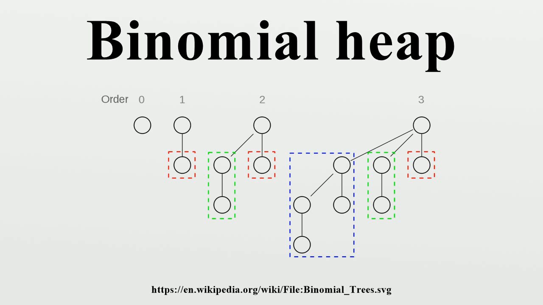Example of a binomial heap containing 13 nodes with distinct keys. The heap consists of 3 binomial trees with orders 0, 2, and 3. Implementation. Because no operation requires random access to the root nodes of the binomial trees, the roots of the binomial trees can be stored in a linked list, ordered by increasing order of the tree.